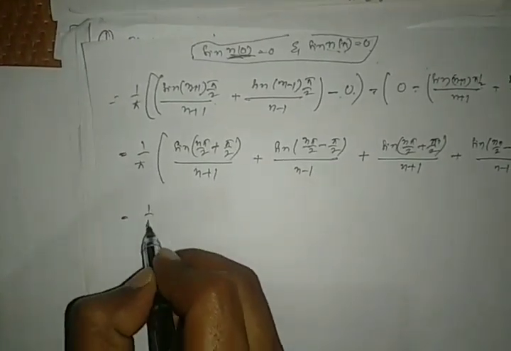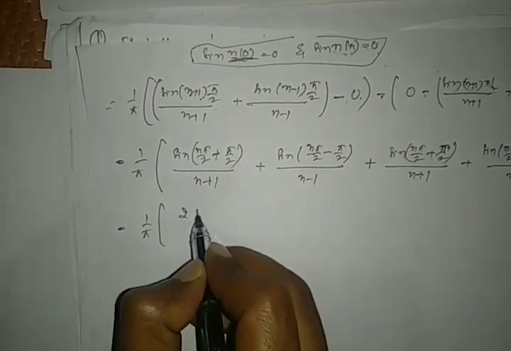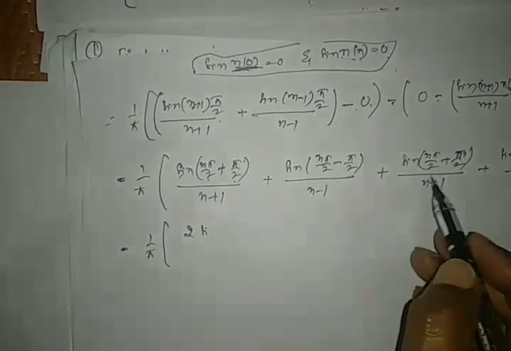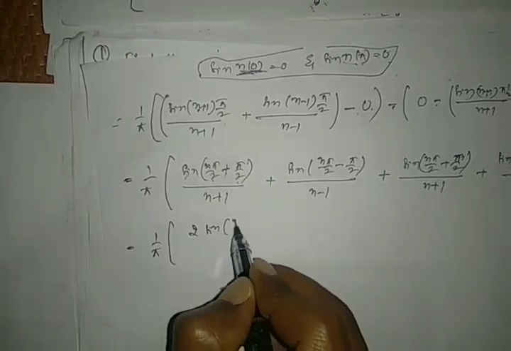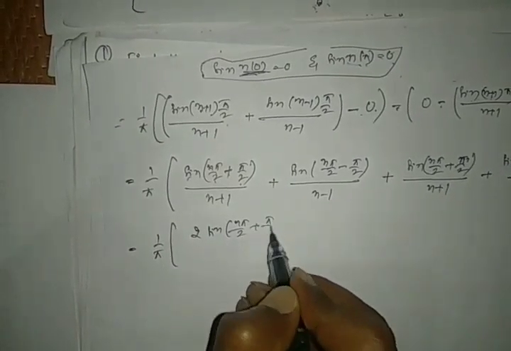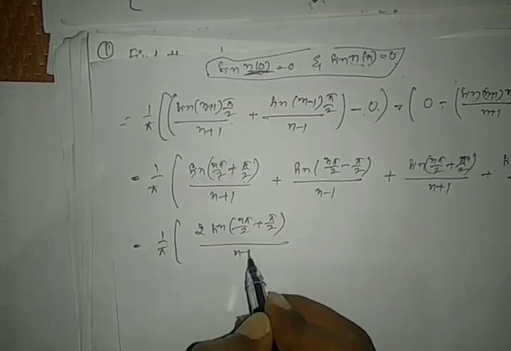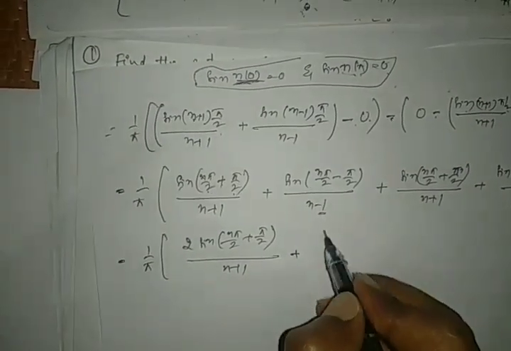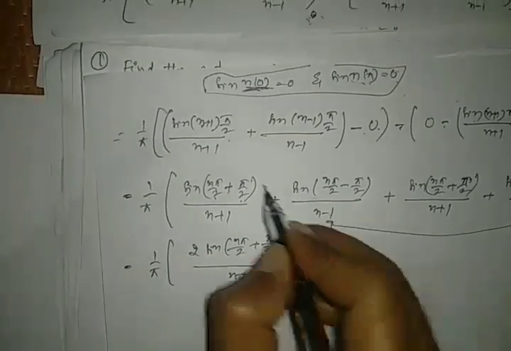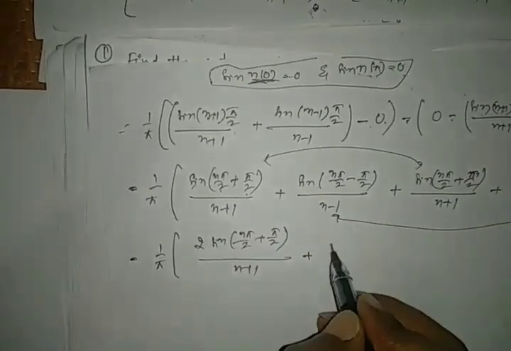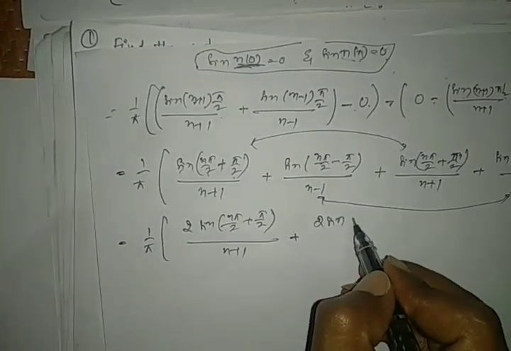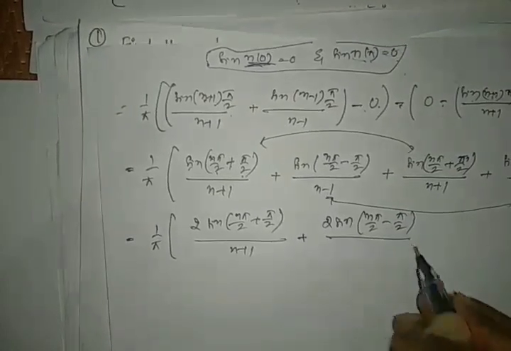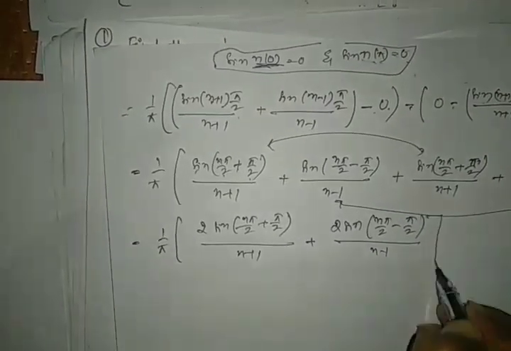That is equal to 1 by pi. This is 2. Here it is n pi by 2 plus pi by 2 sine, and here also the same. So 2 sine of n pi by 2 plus pi by 2 by n plus 1, plus here also, these two are the same and these two are the same. So here also 2 sine of n pi by 2 minus pi by 2 by n minus 1.